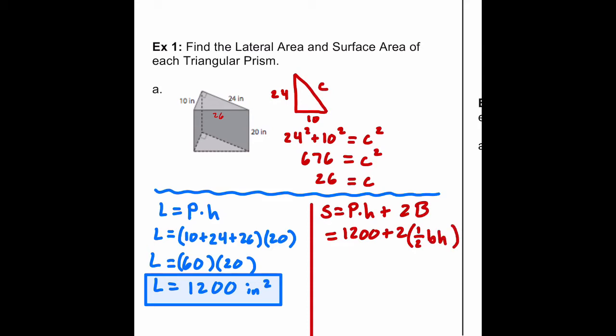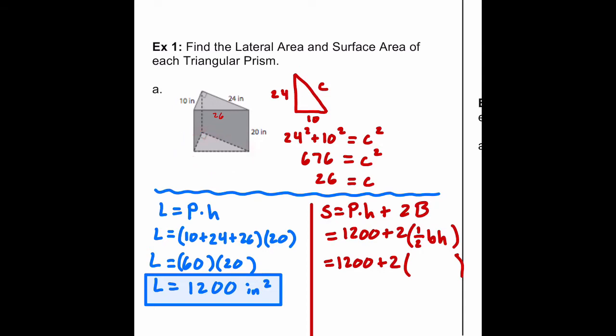All right, and then we can go ahead and find that, so that's going to be 1,200 plus 2. And then what we're using is this triangle right here, because that's what the base is, right? It's that triangle. And we know that the base of that triangle is 10, the height of that triangle is 24. So we've kind of zoomed in here to just that triangle on the bottom there, not looking at the entire 3D figure anymore, just looking at that triangle on the bottom.